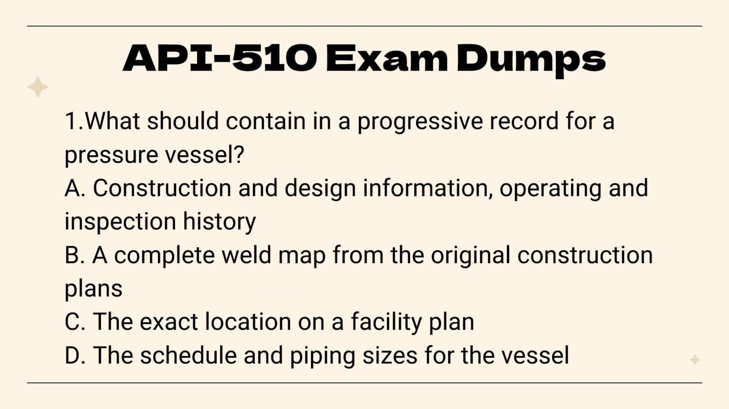1. What should contain in a progressive record for a pressure vessel? A. Construction and design information, operating and inspection history. B. A complete weld map from the original construction plans. C. The exact location on a facility plan. D. The schedule and piping sizes for the vessel.